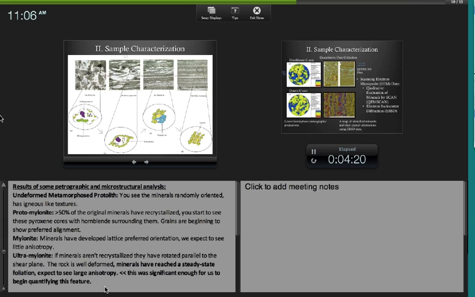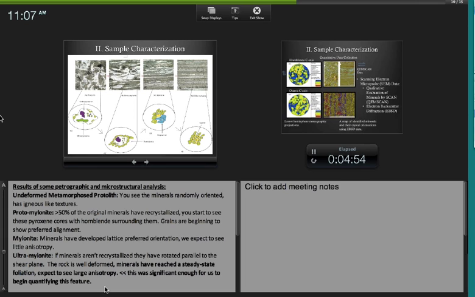So some awesome observations that we've made so far is that in the protolith, the undeformed metamorphic protolith, the minerals you can see are randomly oriented, with igneous-like textures. And then once you get to the protomylonite, you see the beginning stages of minerals starting to align themselves. So you see these pyroxene cores, orthopyroxene and clinopyroxene, and you see hornblende surrounding them.